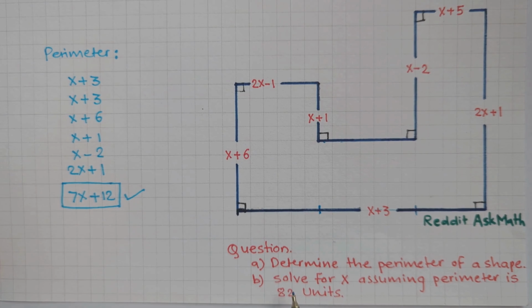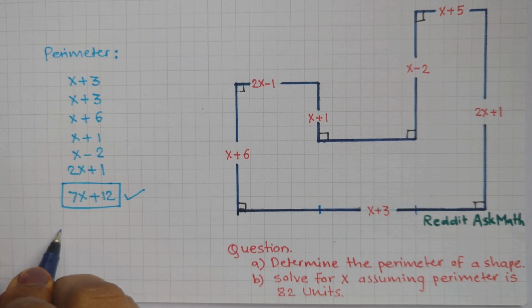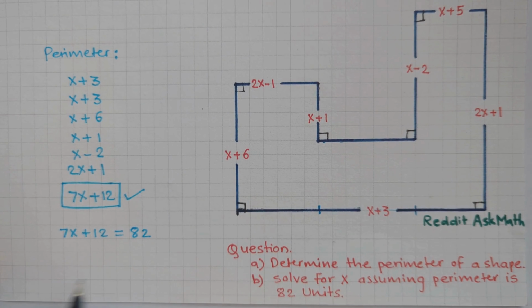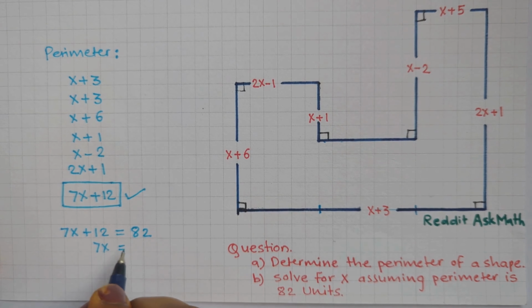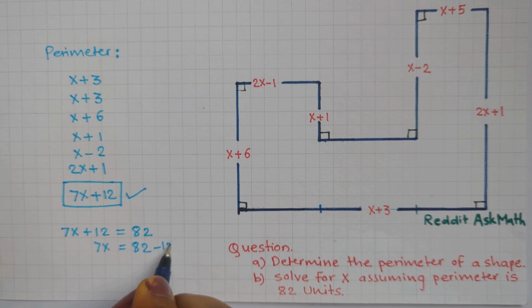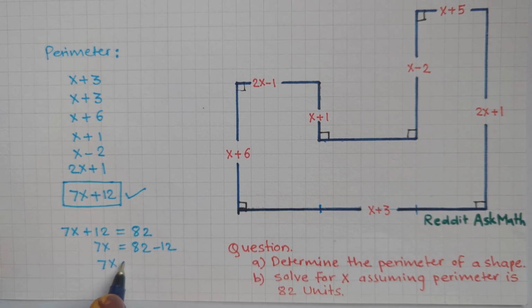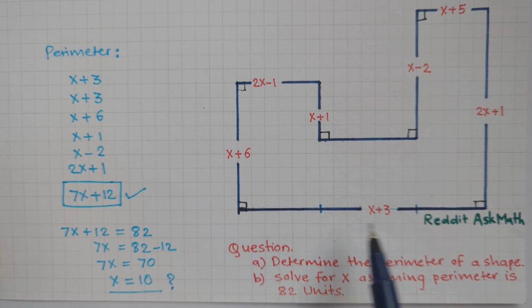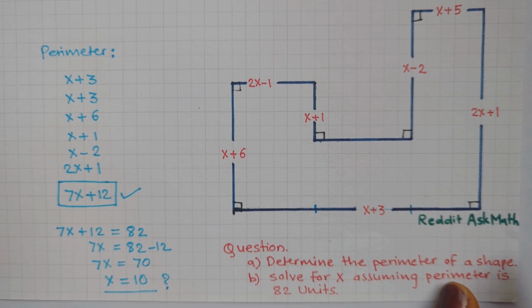Coming to the second part, it is asking us to solve for x assuming the perimeter is 82 units. So simply 7x plus 12 is equal to 82. 7x is equal to 82 minus 12. 7x is equal to 70 and x is equal to 10. Now the bigger question here is whether this is accurate in terms of the diagram. So let us find out.